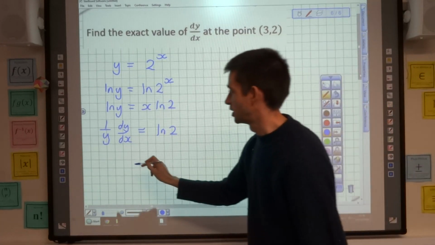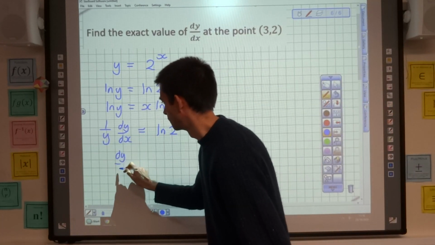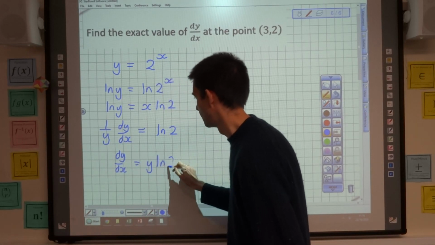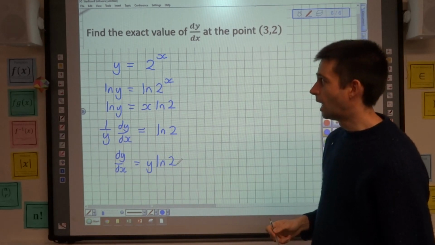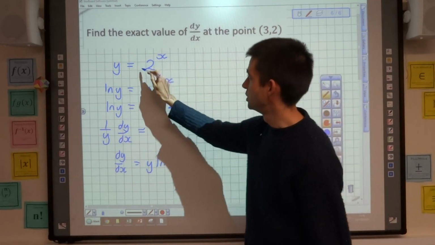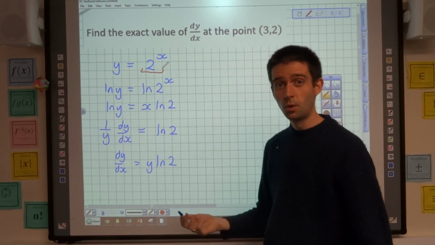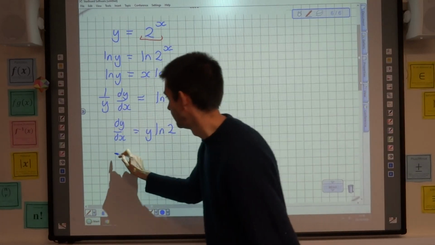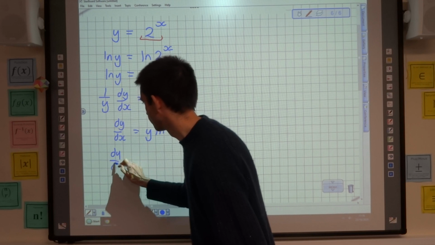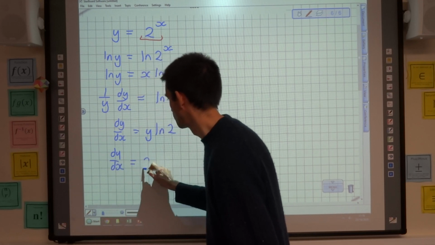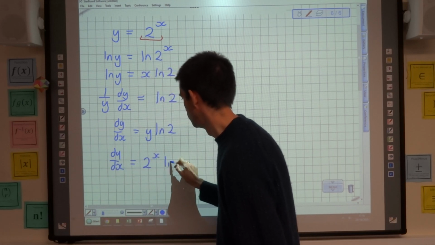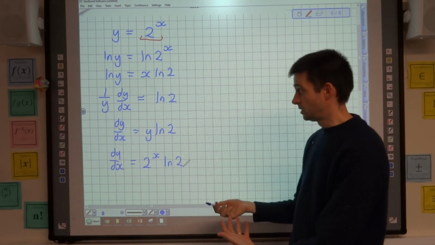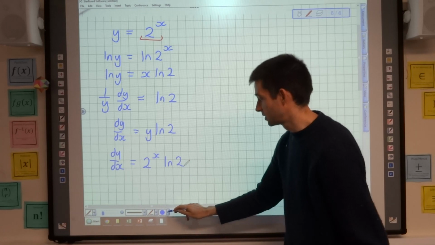I'm looking for an expression for dy dx, so I'm going to write that dy dx equals y ln 2, multiplying up by the y. And then I'm going to use the fact that my original statement was that y equals 2 to the x, so I'm just going to substitute that back into my result here to say that dy dx equals 2 to the x ln 2. And this is a demonstration of how that works.